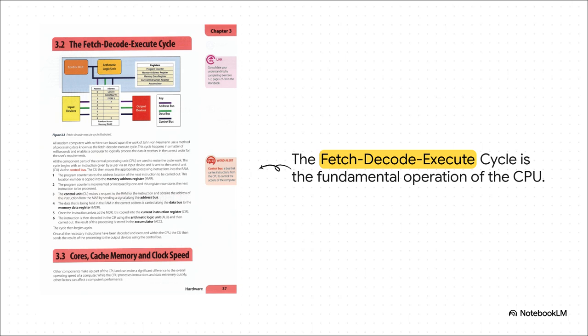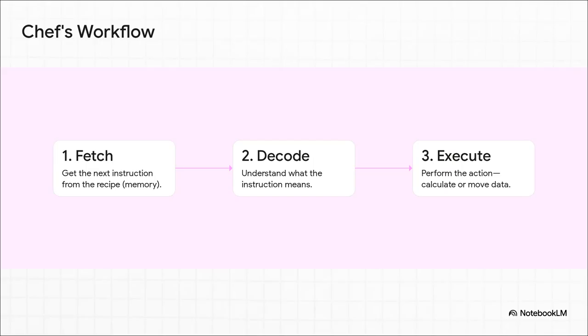computer. Don't get bogged down in all the little labels on this diagram. Just look at the arrows. See that? It's a constant loop, from the CPU to memory and back again, over and over. That loop is everything. Let's bring this back to our kitchen. The workflow is actually pretty straightforward.